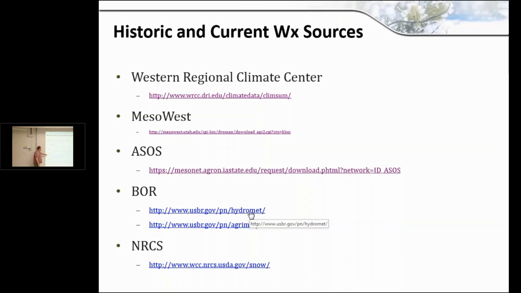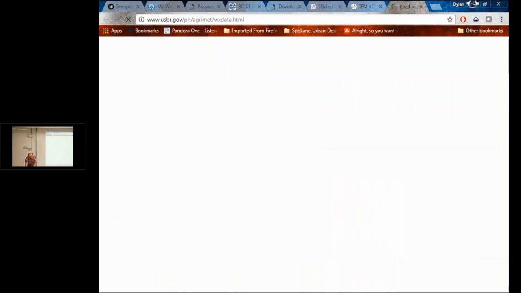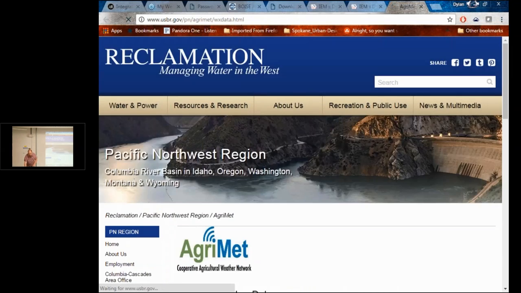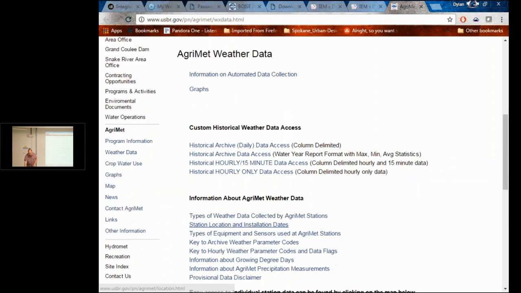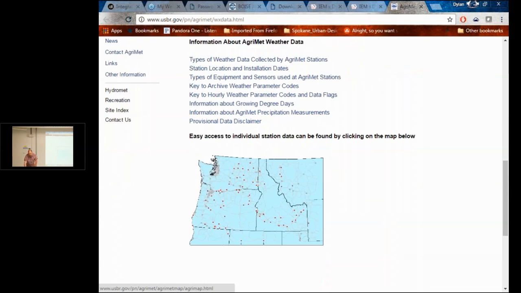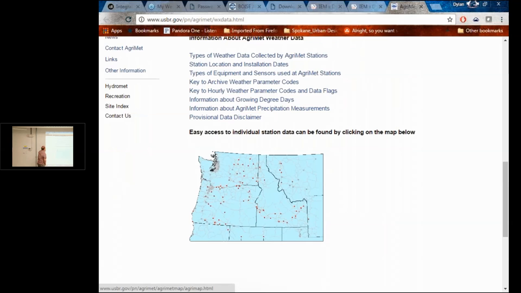This is the Bureau of Reclamation. It has two sites. One's called Hydromet and one's called Agromet. They provide really good hourly data and, in some cases, 15-minute data. I'll show you a locale from this one. There we go. So from this site, this is the Pacific Northwest region. All the red dots are the locations for these sites.